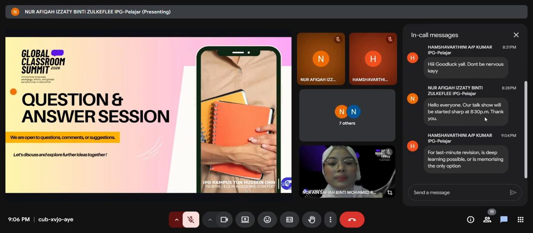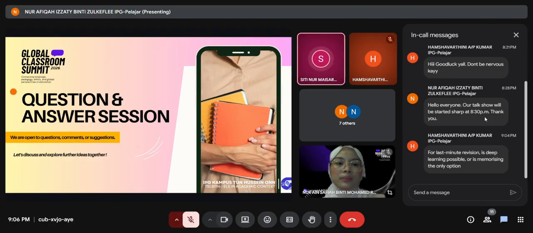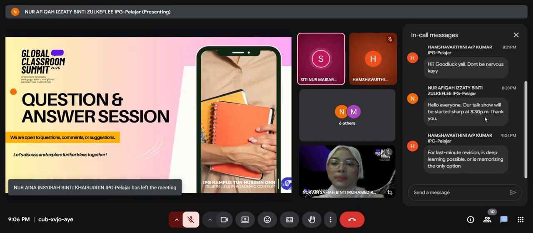Next question is, can open book exams promote deep learning? Why or why not?